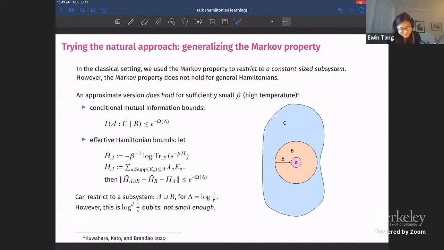But the issue is that the Markov property doesn't hold for general Hamiltonians. Luckily, we have decided that we're going to restrict to the high temperature setting, where an approximate version of the Markov property does hold. In particular, I'm pulling from this work of Kuwahara, Kato, and Brandao. Here's the strict generalization, a bound on the conditional mutual information, but the bound that's more useful for the Hamiltonian learning problem is this one about effective Hamiltonians.